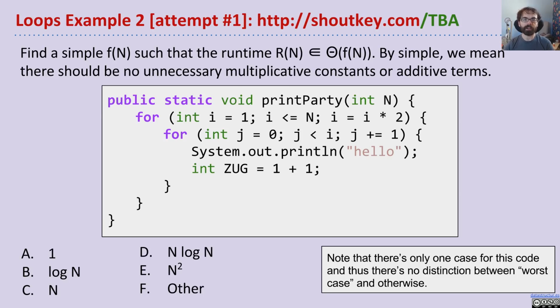Let's consider a more challenging problem. Here what we've got is a function called printParty. What it does is it has two nested for loops, similar to dup1, and each time it executes the inner loop, it prints out hello and computes the sum of 1 plus 1.